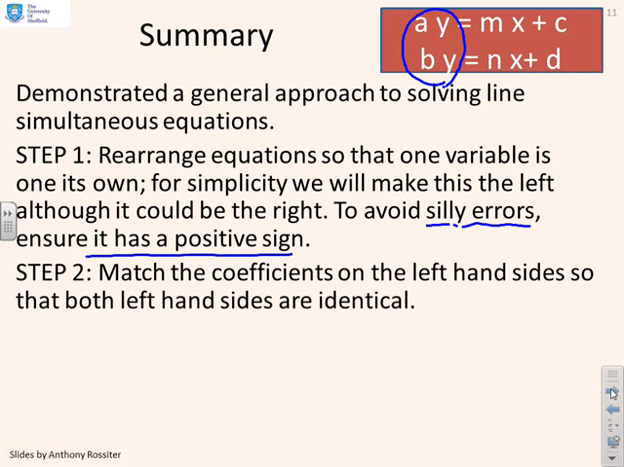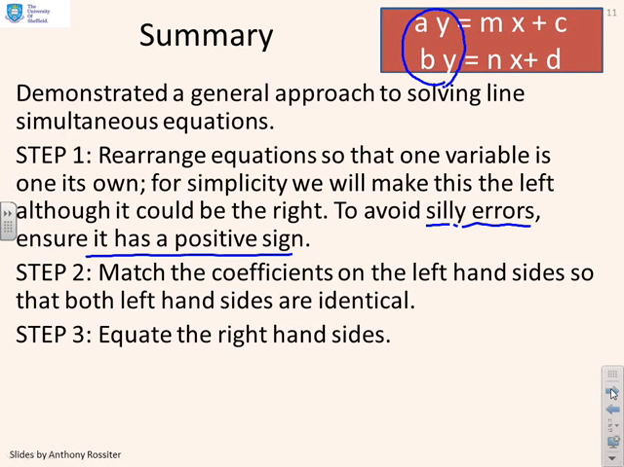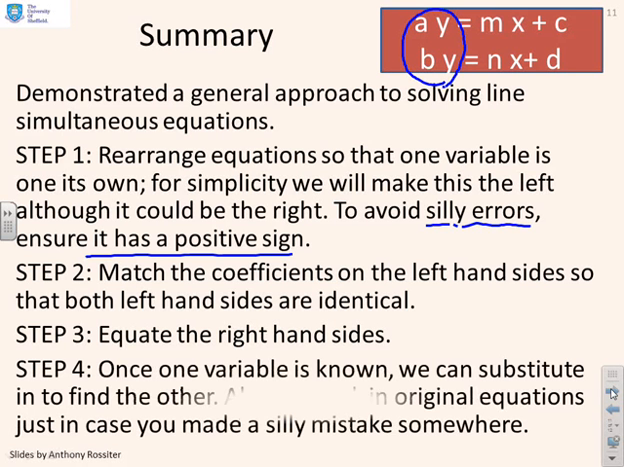Step 2, match the coefficients on the left-hand side so that both the left-hand sides are identical. Step 3, you can then equate the right-hand sides. And having done that, you've solved for one variable, and we can substitute that into one of the equations to find the other variable, and then use the second equation to check you haven't made any silly errors.